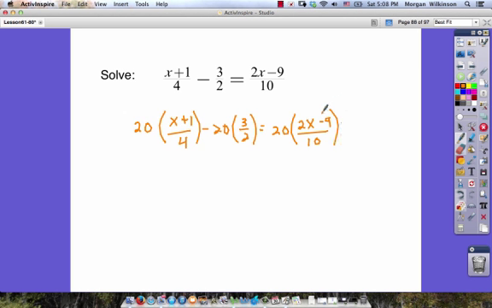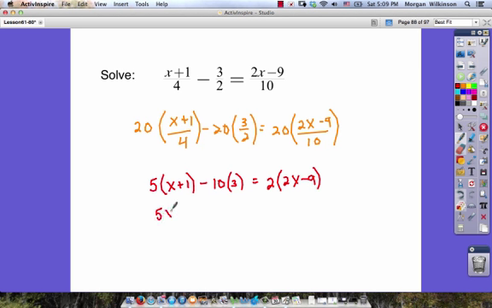Now here's the trick in this problem. You might be tempted to multiply 20 times x plus 1 using the distributive property, but don't. Don't do it, because 20 divided by 4 is going to tell us what our new answer is. 20 divided by 4, that's 5. So we're going to get 5 times x plus 1 minus 20 divided by 2, that's 10. And we're going to get 10 times 3 is equal to 20 divided by 10, that's 2. And 2x minus 9 is what we need to multiply that by. So let's go ahead and figure out our answer.